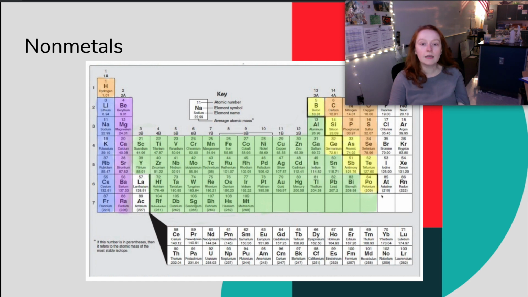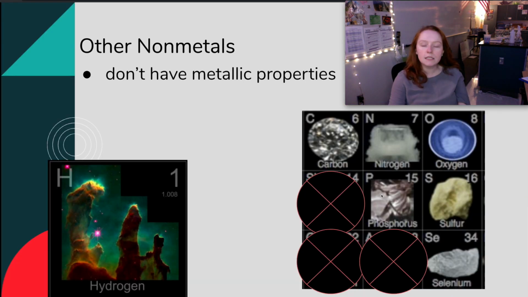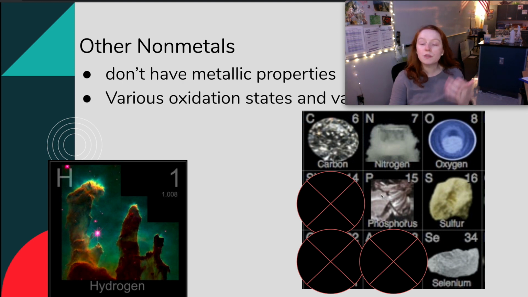Non-metals I have highlighted here in orange. The main thing about non-metals is that they just don't have metallic properties, and they are across various groups, so they have various oxidation states and valence electrons.